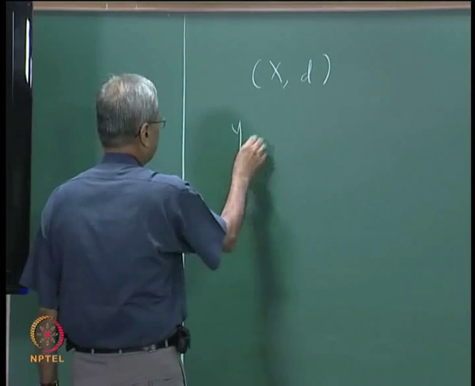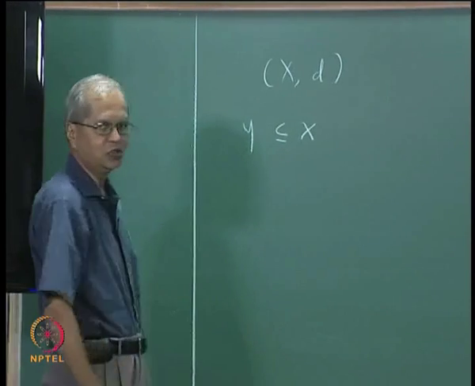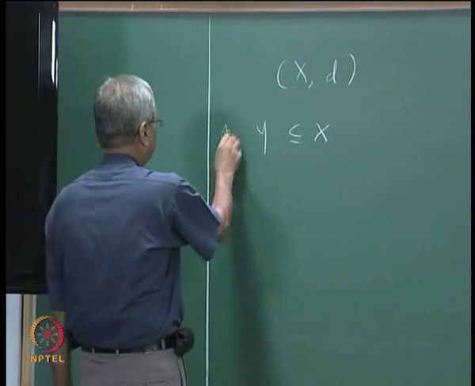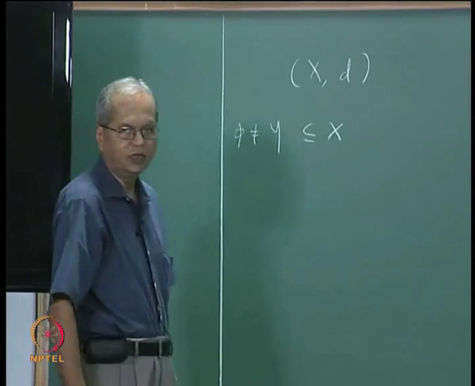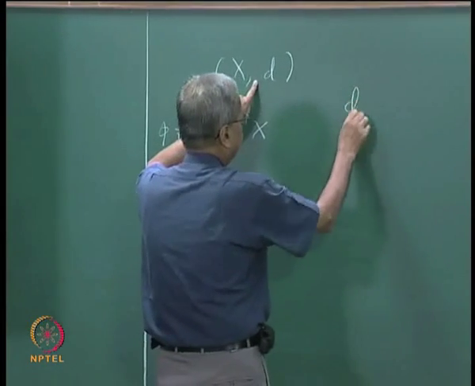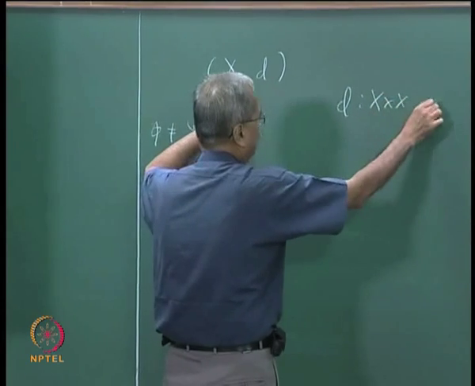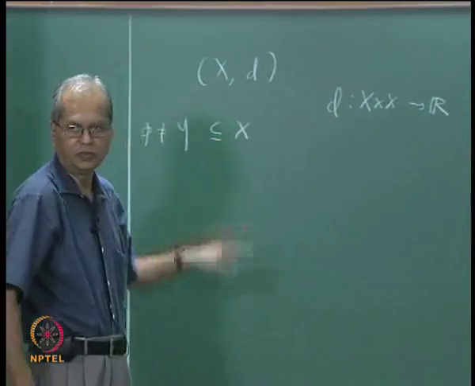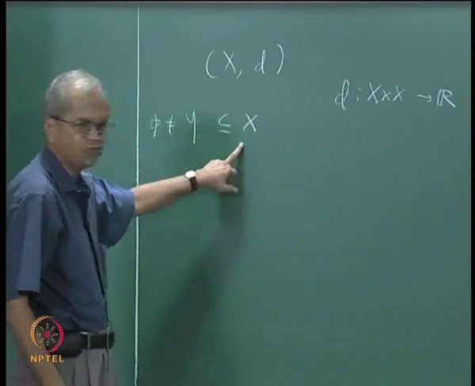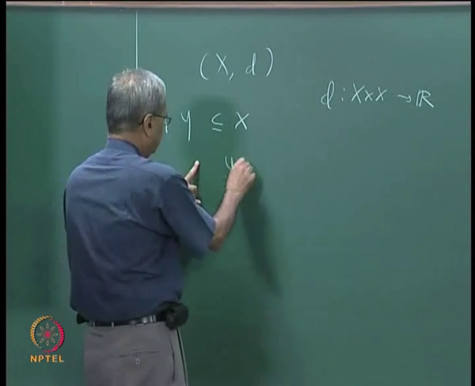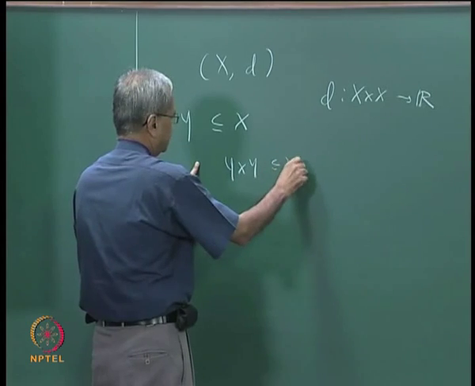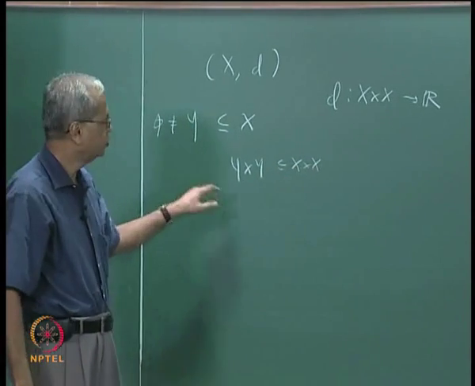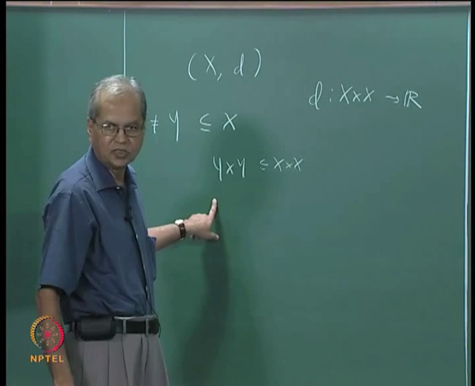let us take a metric space, suppose (X, d), and suppose Y is some subset of X. As usual, to avoid trivialities, let us take a non-empty subset. Then what we know is that d is a function from X cross X to R. Now since Y is a subset of X, Y cross Y is a subset of X cross X. So this function d can be restricted to this subset.